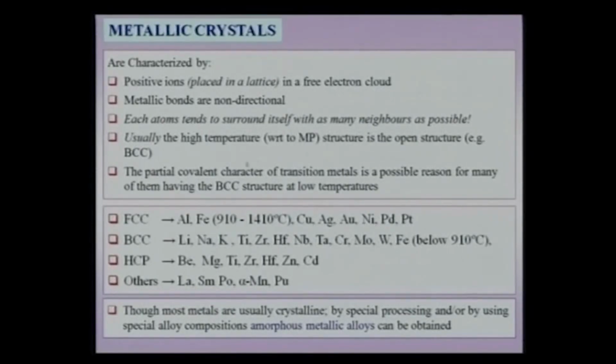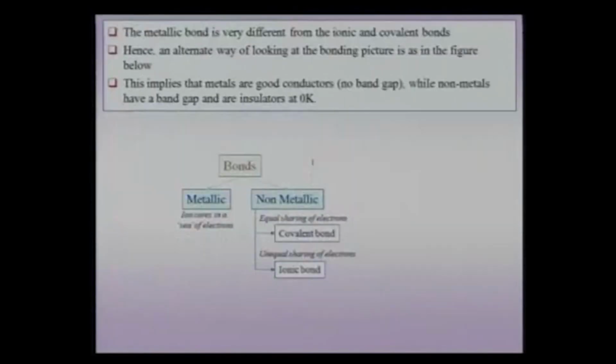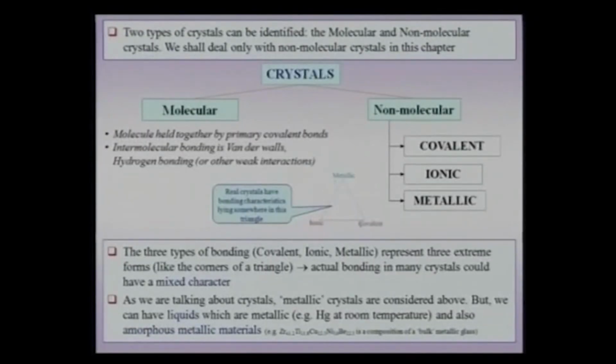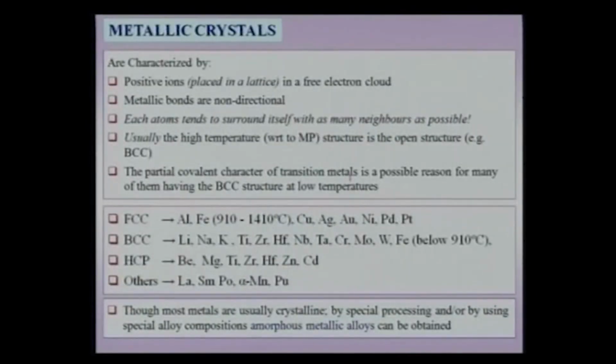The partial covalent character of transition metals takes us back to this diagram: the actual bonding in many materials need not be purely metallic, ionic or covalent, and later on we will see examples of materials which have bonding characteristics between ionic and covalent. In this case we are talking about bonding which is between metallic and covalent. We see that this partial covalent character in many transition metals is a possible reason for many of them having a BCC structure, which is an open structure at low temperatures.